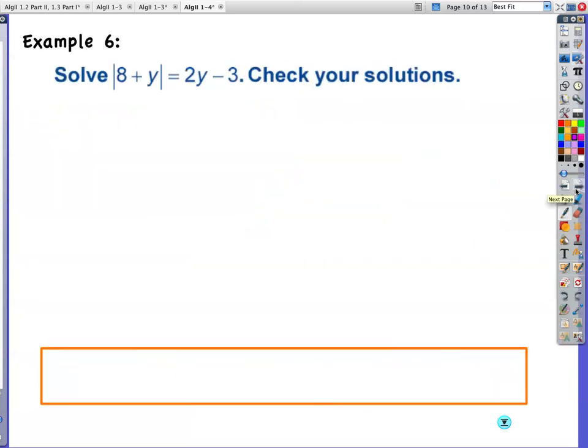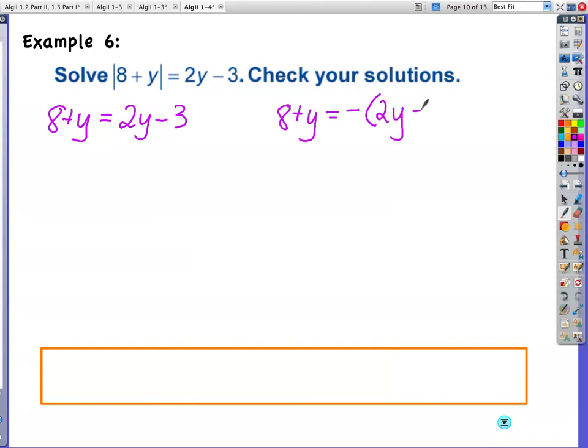Okay, example 6. This one is kind of a doozy. Look at this. This could either be positive or this could be negative. So I'm going to say 8 plus y could be equal to 2y minus 3, or 8 plus y could be equal to negative. Notice what I'm doing, I put negative in front of the whole thing. Some of you will be able to skip the first step because you're on the ball enough to say, hey, I can change this to the opposite sign. Okay, let's go ahead and solve this one right here.